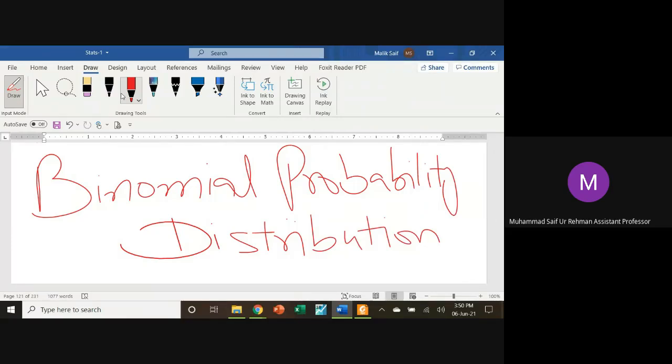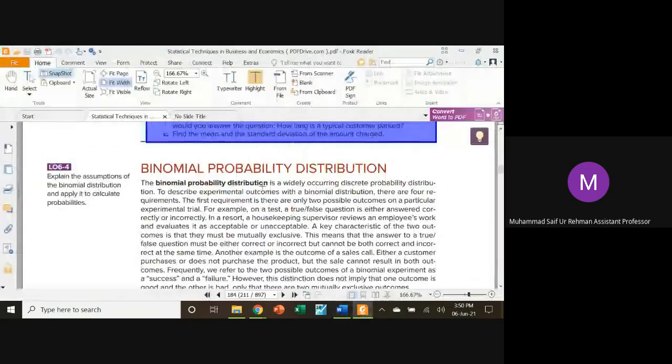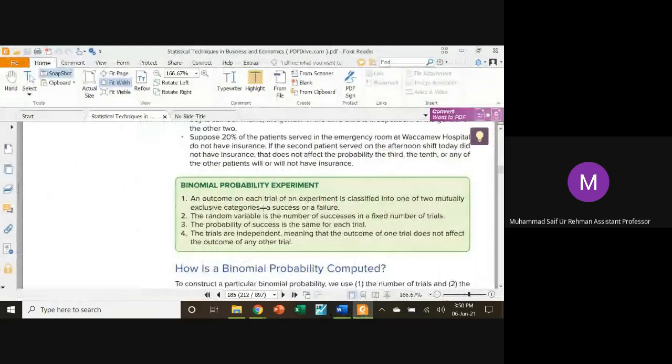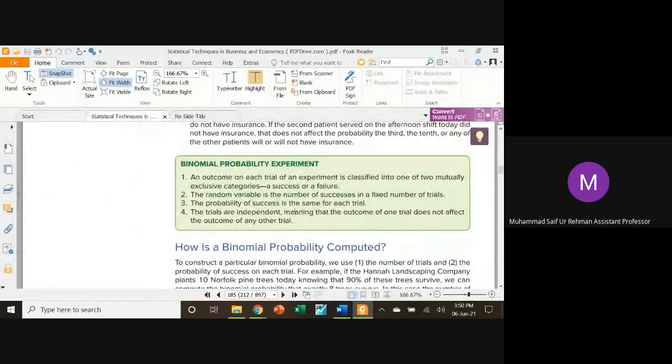So if you see the characteristics of this binomial probability distribution, you can see from your book. An outcome on each trial of an experiment is classified into one of the two mutually exclusive categories, success or failure. The random variable is the number of successes in a fixed number of trials. The probability of success is the same for each trial.